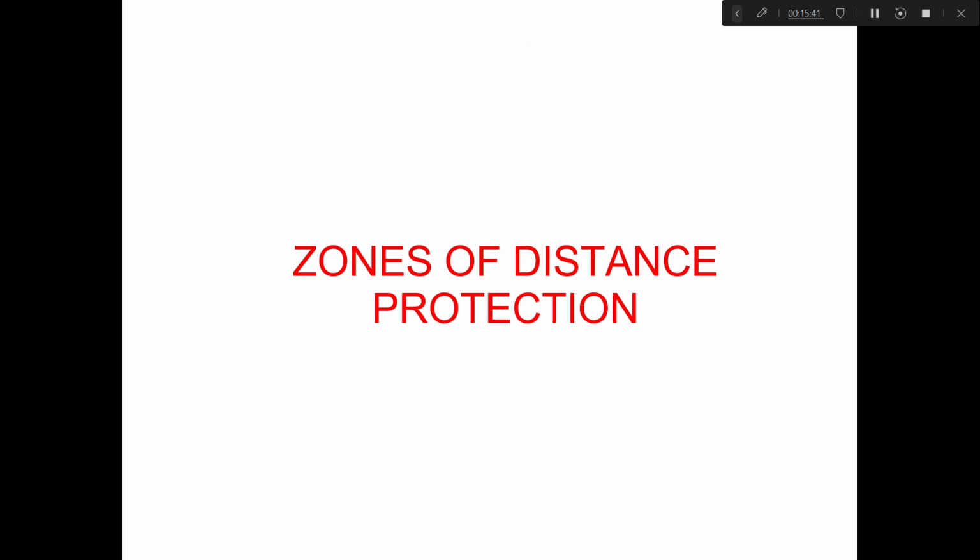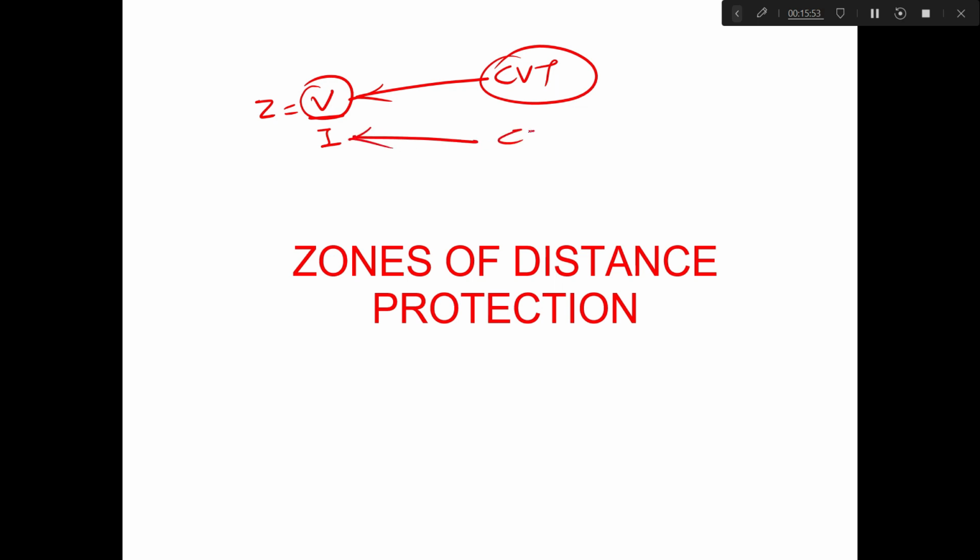But generally it is not possible. Why? Because Z is simply a ratio of voltage and current. Now from where do you get the voltage for your relay? We get the voltage from the CVT. From where do we get the current? We get the current from the CT.